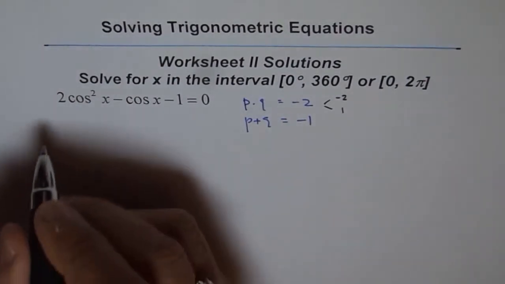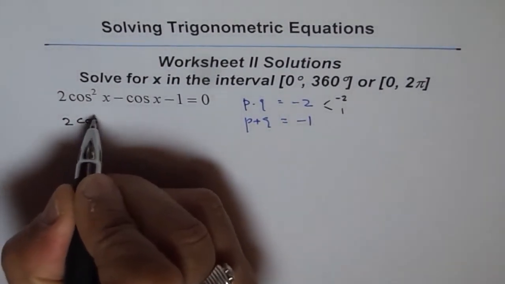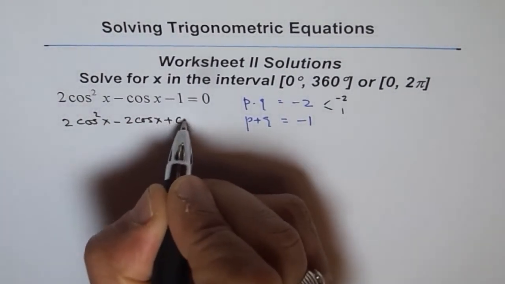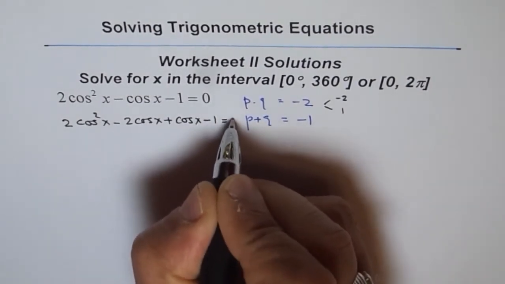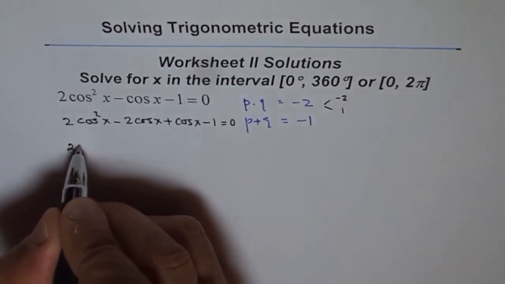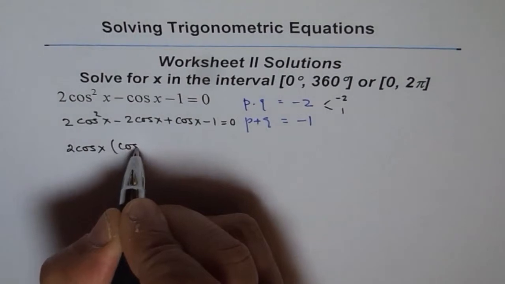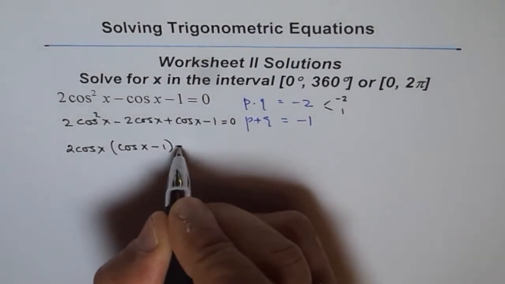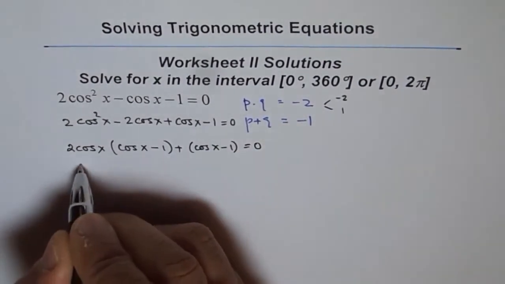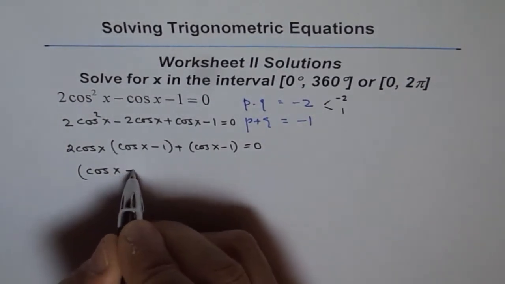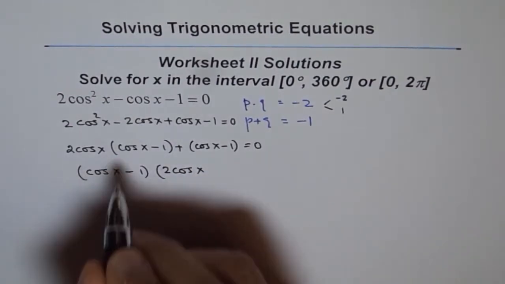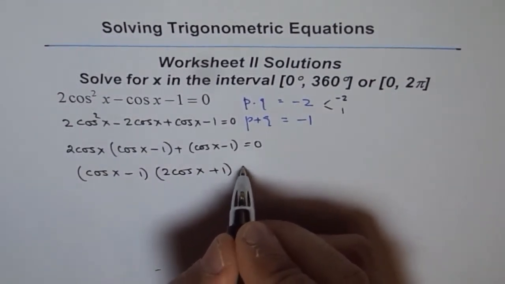So let's factor this. So we get 2 cos square x minus 2 cos x plus cos x minus 1 equals to 0. Now we'll combine the first two terms and the next two terms. So we have 2 cos x common. So we get cos x minus 1 plus cos x minus 1 equals to 0. Now we can take cos x minus 1 as a common factor. So we're left with 2 cos x from the first term and plus 1 from the next.